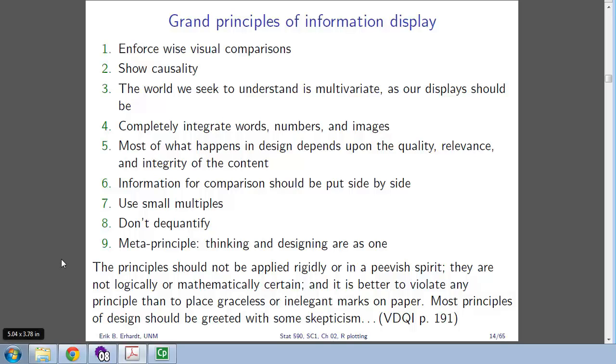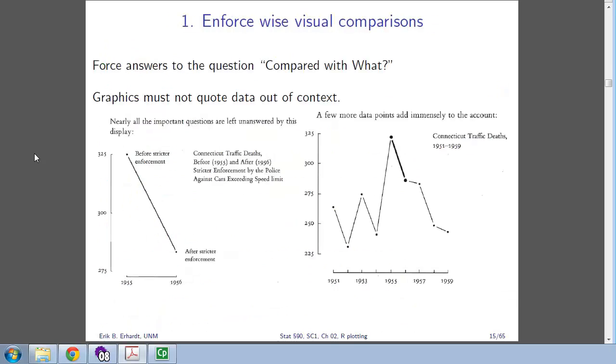So, one caveat down here, the principles should not be applied rigidly or in a peevish spirit. They are not logically or mathematically certain. It's better to violate any principle than to place graceless or inelegant marks on paper. Okay. Most principles of design should be greeted with some skepticism. Okay, so if you can get a lot of these true inside a visualization, you're doing pretty well. And it's okay to violate them if you know what you're doing.